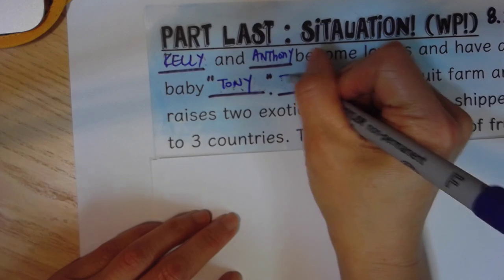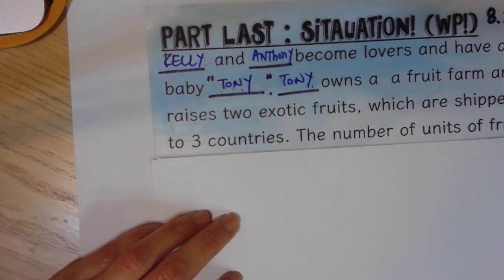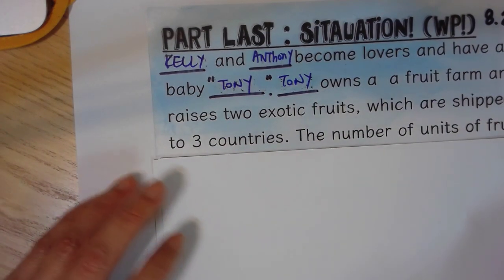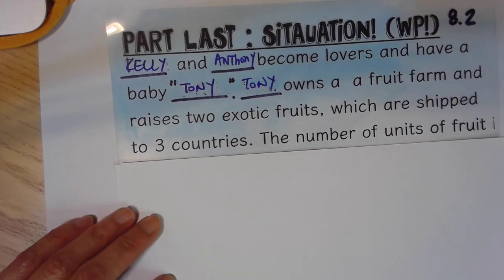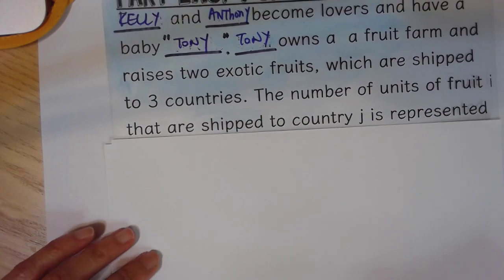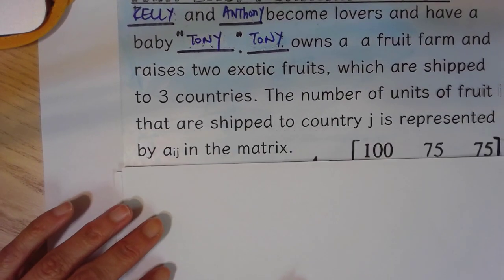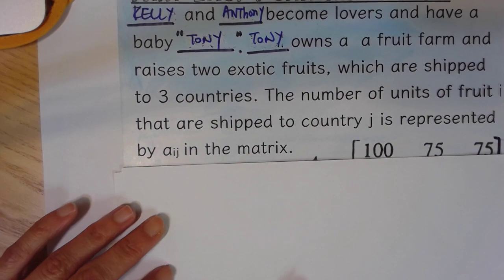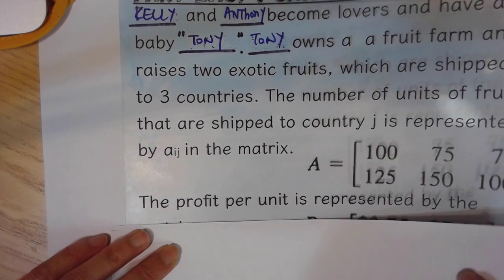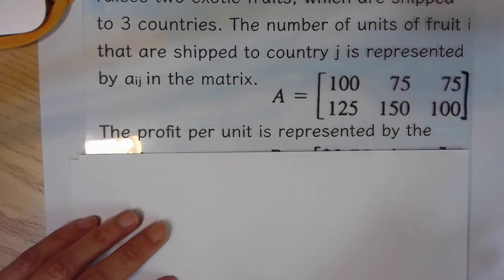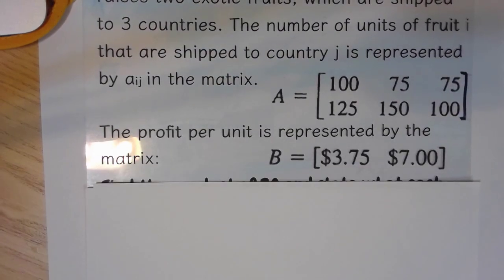Tony is going to own a fruit farm, and he's going to raise 2 exotic fruits, which will be shipped out to 3 countries. The number of units of fruit i that are shipped to country j is represented by the Aij in the matrix, this guy here. And the profit per unit is represented by this matrix here.